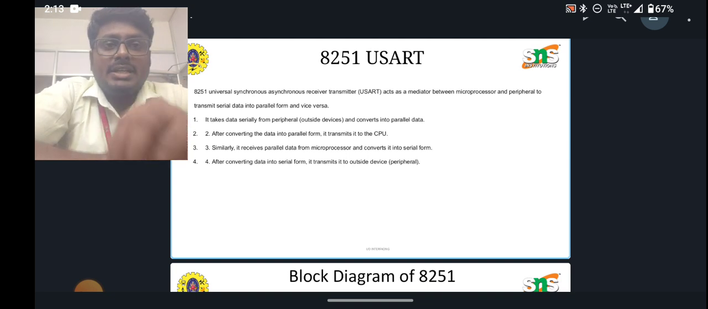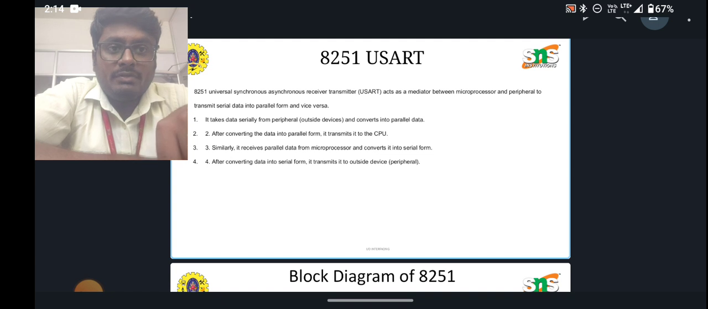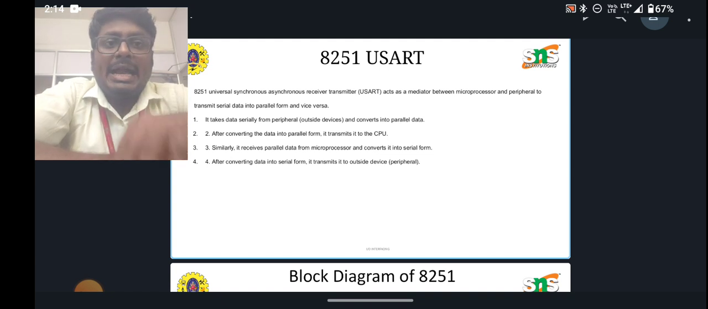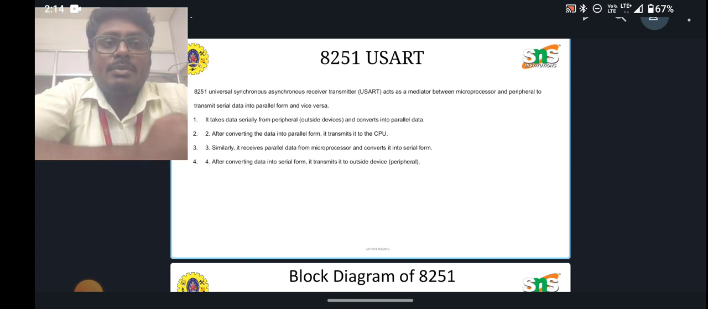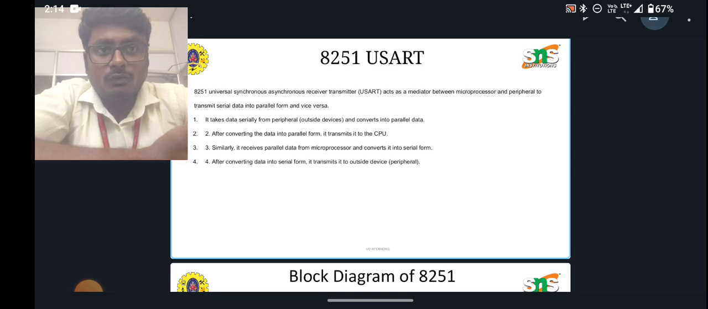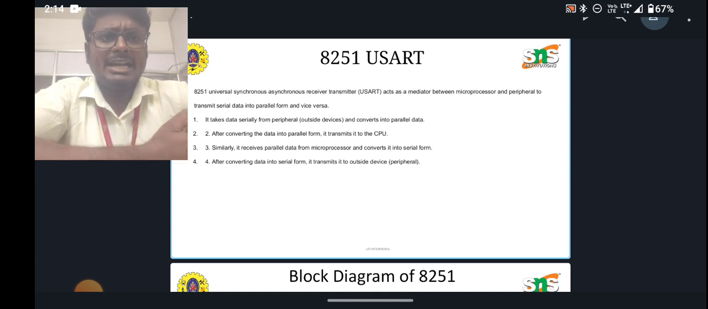Firstly, it takes the data serially from the peripheral devices, that is, outside devices, and converts it into parallel data. After converting, it transmits the parallel data to the CPU. Similarly, it can receive parallel data from the microprocessor and convert it into serial form. After converting the data into serial form, it transmits it to the outside devices called peripheral devices.